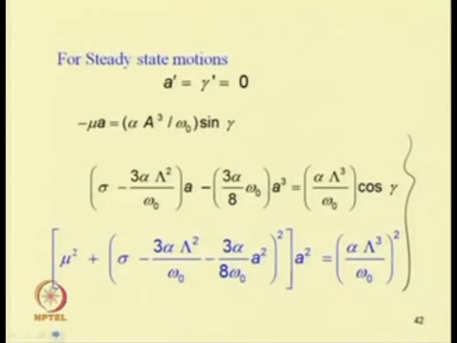For the steady state, we have already seen that it will reduce to a closed form solution. This is the closed form solution written in terms of sigma and a. Sigma is the detuning parameter of the system and a is the amplitude, here mu is the damping parameter of the system, and this term represents the forcing parameter. One can plot this equation for different amplitudes of forcing and different values of mu, that is damping, and plot the frequency response of the system.